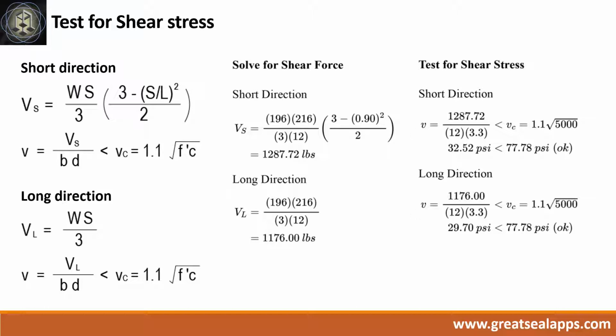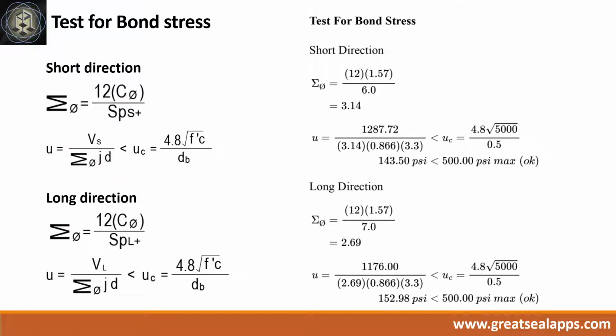1,287.72 pounds, with shear stress of 32.52 psi, less than 77.78 psi. The long direction shear force is 1,176 pounds, with shear stress of 29.7 psi, less than 77.78 psi. The short direction bond stress is 143.5 psi, while the long direction bond stress is 152.98 psi, both less than 500 psi.